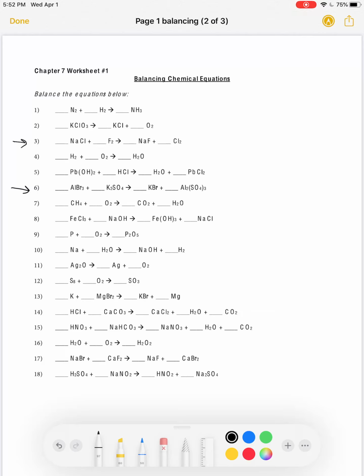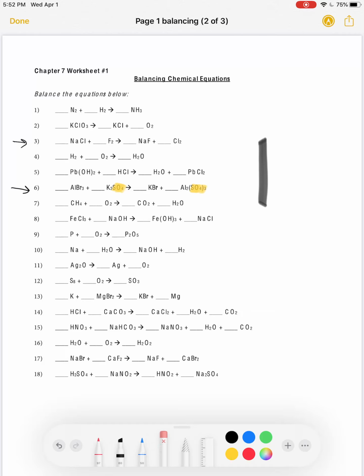It's got sulfate in it. And since my sulfate, it's not broken down into anything else. My sulfate really stays a sulfate. Like, it doesn't break down into sulfurs and oxygen. So I can leave it as one big thing. So I'm going to do the work for it right here.